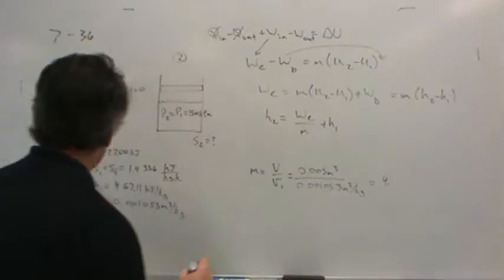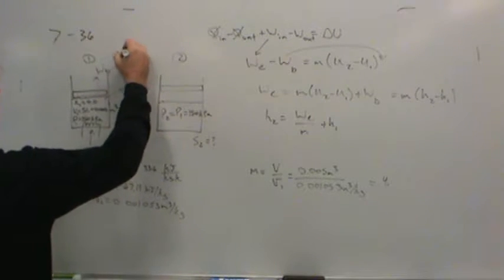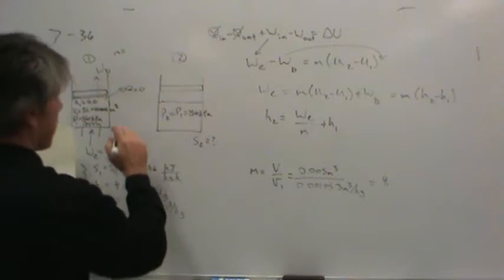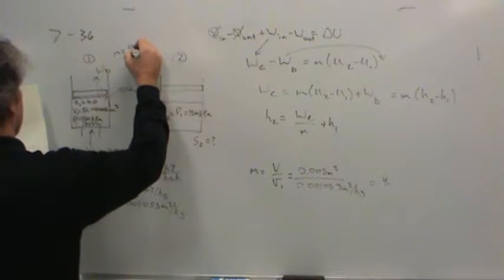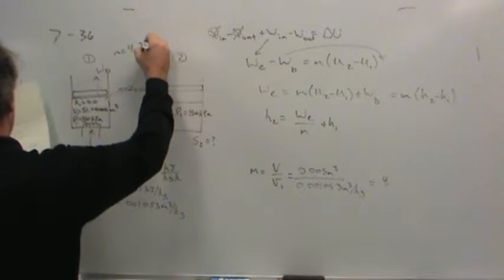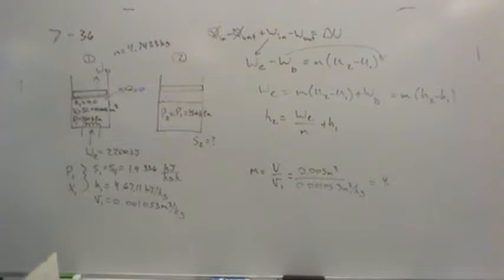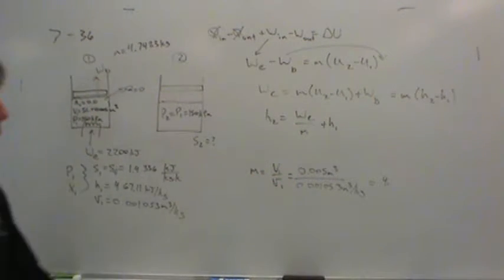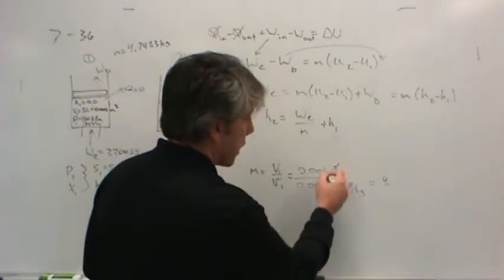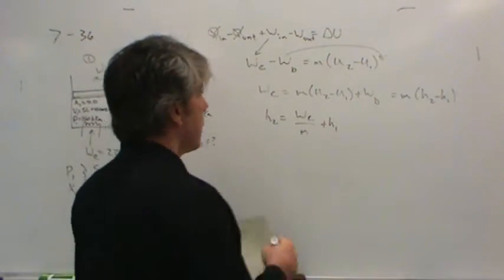You know what, let me write it over here. The mass in the system we've just computed, I'll just write it up here because it's the same in both. From here, it's 4.7483 kilograms. And we just got that from taking the total volume in state 1 and dividing it by the specific volume in state 1. So you see the units, the cubic meters cancel when you get kilograms of mass. So there's the mass. That was pretty easy.